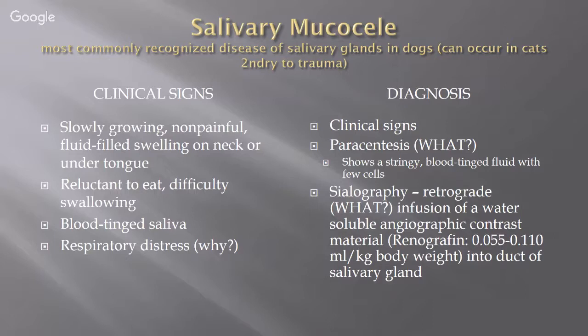We base the diagnosis on clinical signs. We'll do a paracentesis. Basically, we'll stick a needle in that swelling, and we'll put the fluid on a slide and look at it. And what we should see is kind of a stringy, blood-tinged fluid with few cells, and that's just saliva. We can do a sialography, which is a retrograde, which means it's going backwards, infusion of a water-soluble angiographic contrast material. So this is material that is denser than our body tissues, so it will show up on an x-ray, and we put that into the duct of the salivary gland.